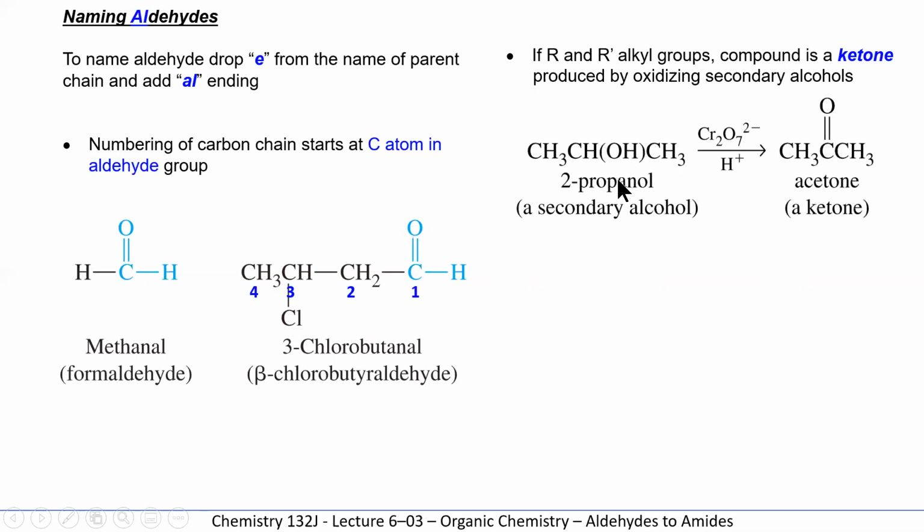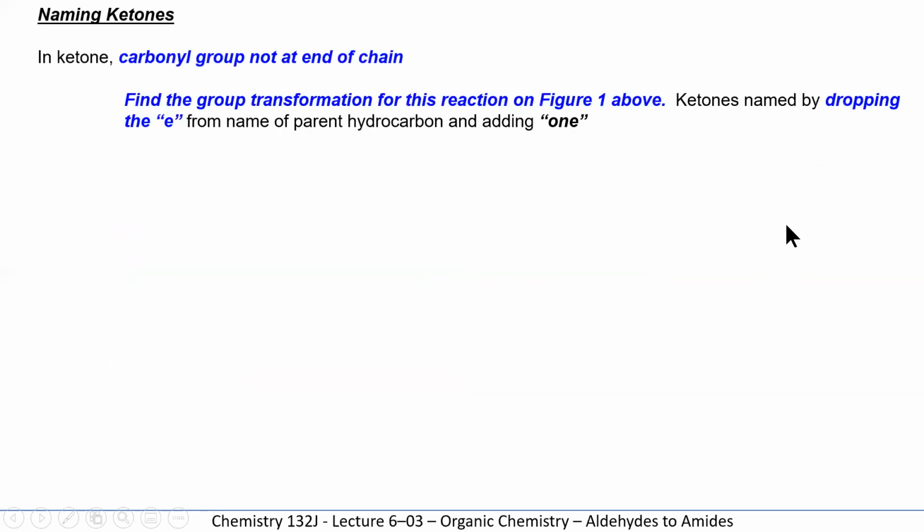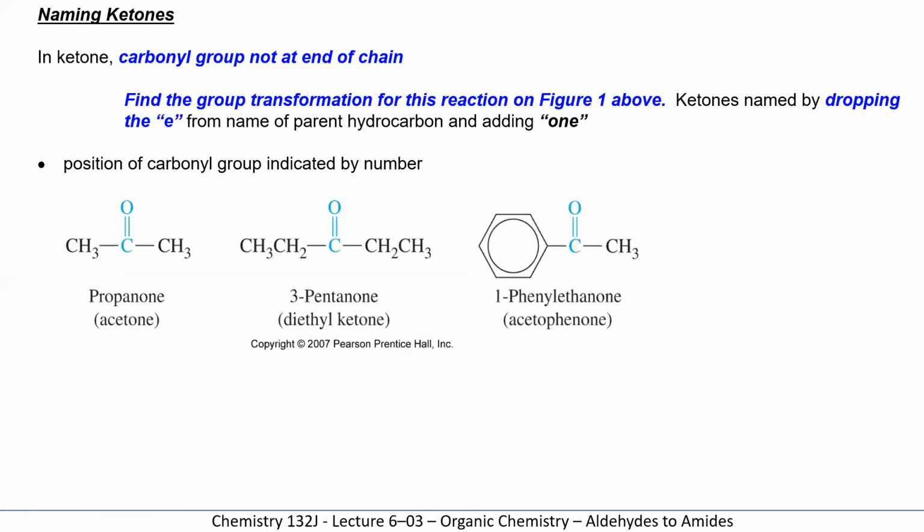When you oxidize a secondary alcohol like 2-propanol, the 2 indicates the OH group is on the second carbon. And when we oxidize it, in this case, we end up with a ketone, propanone. So when we name ketones, we simply drop the E at the end of the name, like butane, and we change it to butanone. Butanone would be a 4-carbon ketone.